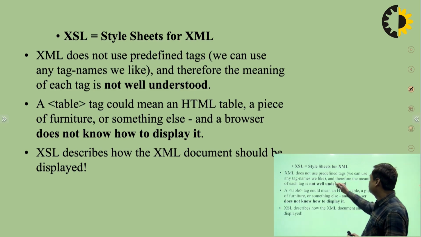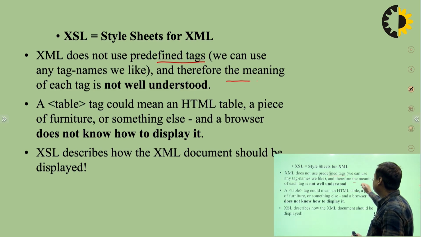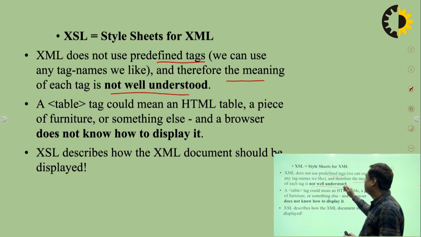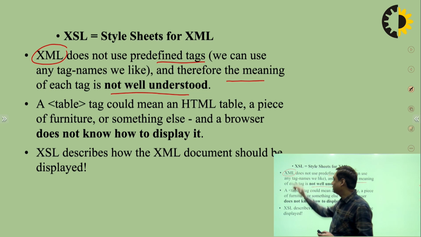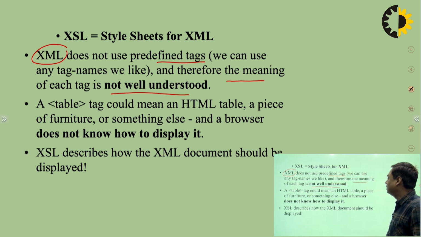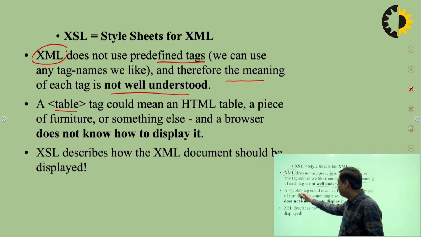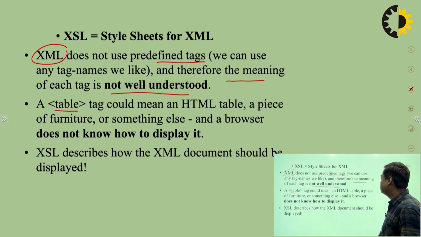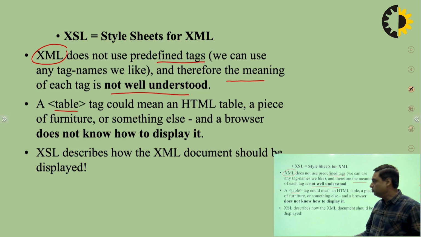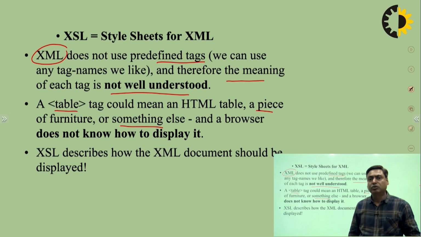Now just have a brief look at what is the XSL. It does not use the predefined tags, and therefore the meaning of each tag is not well understood. It is in case of XML. We already discussed HTML has the predefined tags, and in XML there are no predefined tags. So browser cannot understand what is the meaning of the particular tag. One example is, suppose the meaning of table tag is table in HTML language, but the meaning of table tag in XML may be different. It can be a table, it can be a piece of furniture, it can be anything here. So if you use the table tag in the XML, whatever the meaning is defined by the XML creator, accordingly the browser will interpret it.